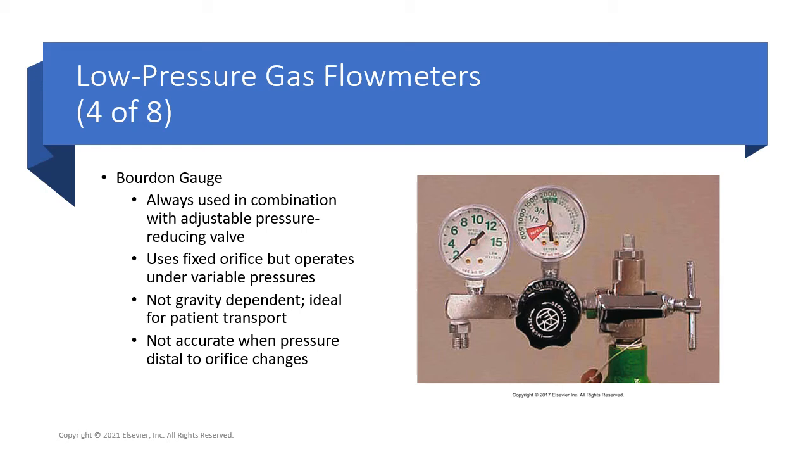Flow restrictors and bourdon gauges are great when you have to transport patients. They don't waver when they are laid flat. A bourdon gauge is always used in combination with an adjustable pressure reducing valve. The bourdon gauge uses a fixed orifice but operates under variable pressures. It isn't gravity dependent, so it's ideal for patient transport. However, it is not accurate when the pressure distal to the orifice or away from the orifice changes. It's going to read the same no matter what, even if someone steps on your tubing.